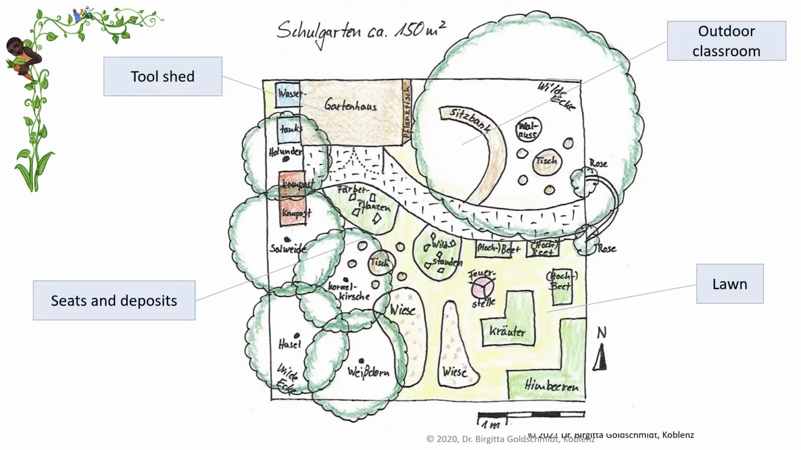Of course, you need a tool shed. It need not be in the garden itself. It can also be in the school building, but it is good to have it near the garden, at least. And of course, you need irrigation, water and drinking water tanks, which are not too far away from the beds that have to be irrigated.